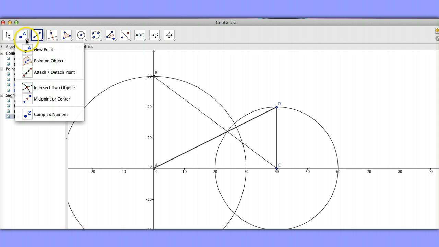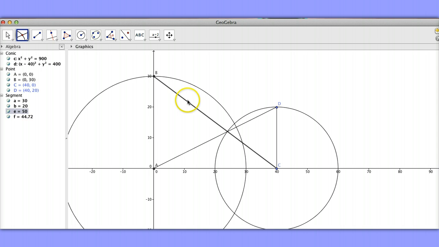So to do that, we're going to come over here, point on object, no, intersect two objects. I need to find the intersection of this segment, BC, and this segment, AD. And the point of intersection is point E, and it has a coordinate of 24, 12. So it appears that the intersection of the two wires is 12 meters above the ground.